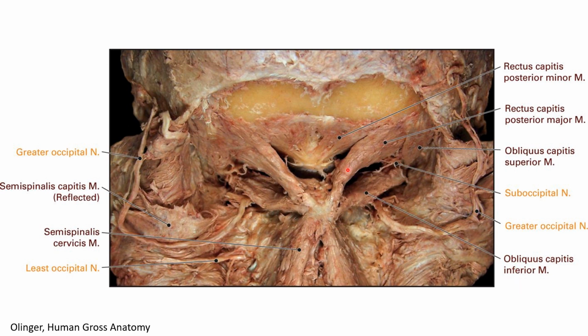So this is the suboccipital triangle. Within that triangle, you'll find the suboccipital nerve with its branches going to those muscles, and then deep in the suboccipital triangle is the vertebral artery. Also attaching from the spinous process of C2, you can see the semispinalis cervicis muscle. This is the greater occipital nerve. Okay, and least occipital nerve.